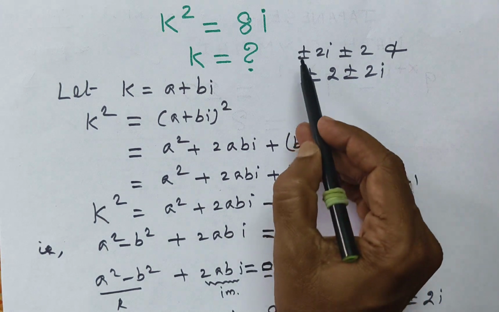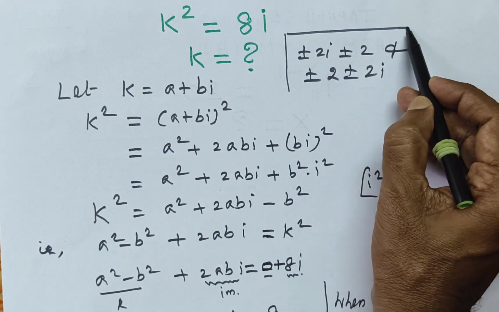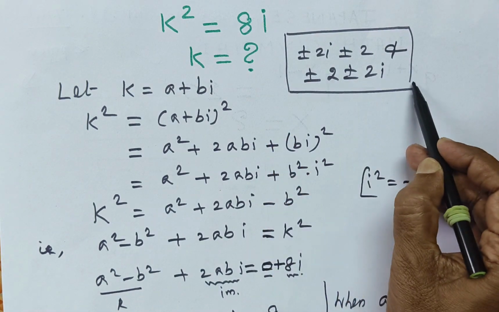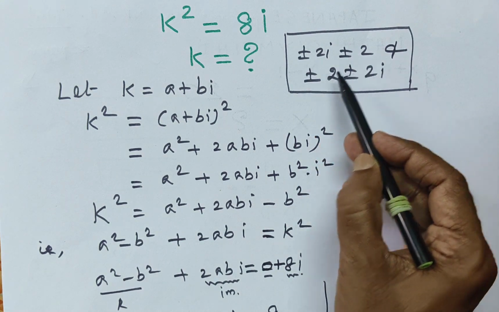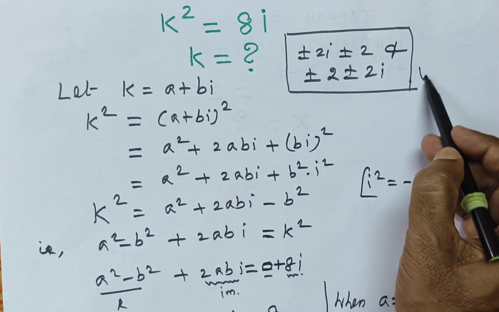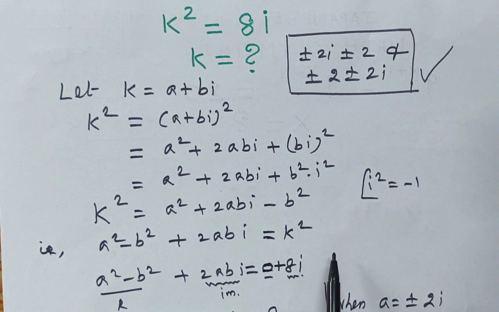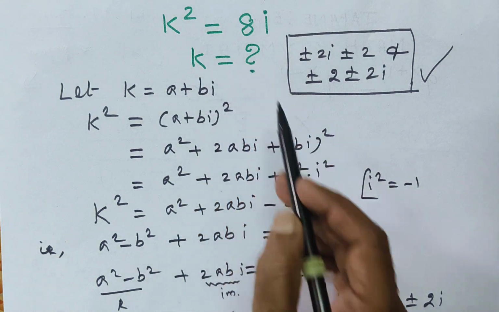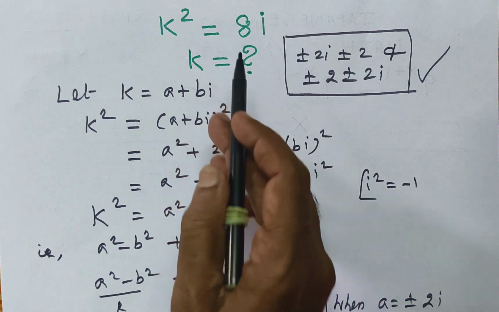That is, these are the solutions of this equation: plus or minus 2i plus or minus 2, and plus or minus 2 plus or minus 2i. These are the solutions for this value k, for the given equation k squared is equal to 8i.